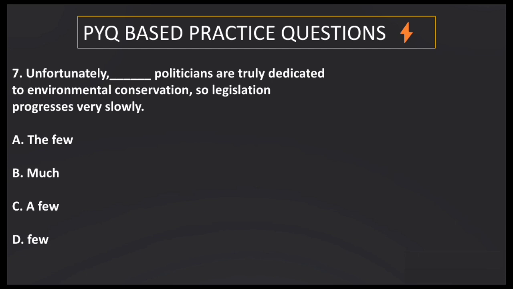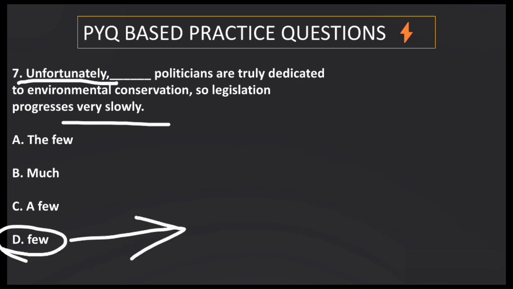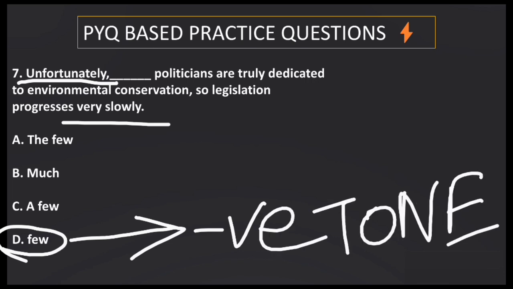Unfortunately, few politicians are truly dedicated to environmental conservation, so legislation progresses very slowly. It's very easy to understand through this sentence if we look at the words unfortunately and very slowly, which give us a negative tone, like an insufficiency of loyal politicians who are dedicated and devoted to environmental conservation. It means when the matter is insufficient, disappointing, then we should use few, because few gives us a kind of disappointment, a negative connotation.